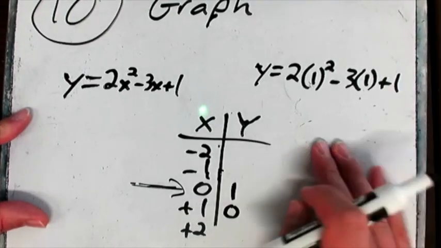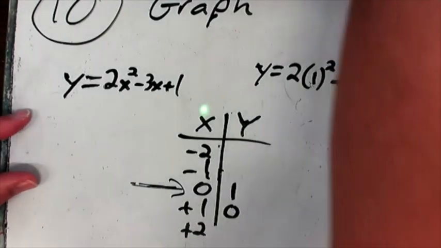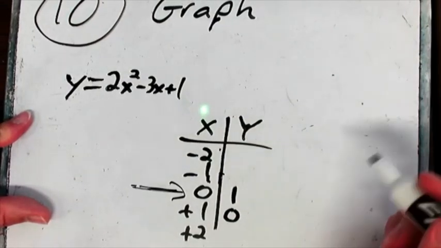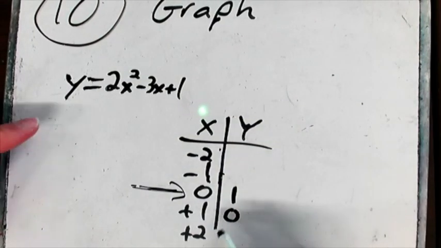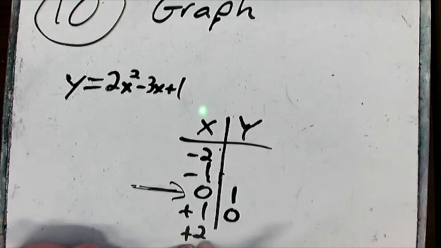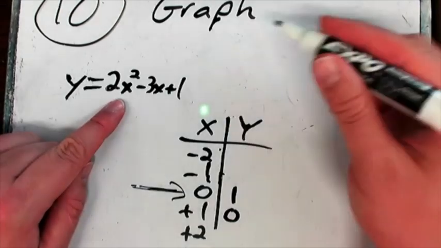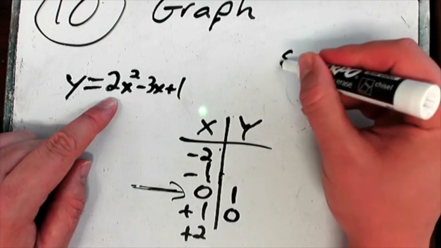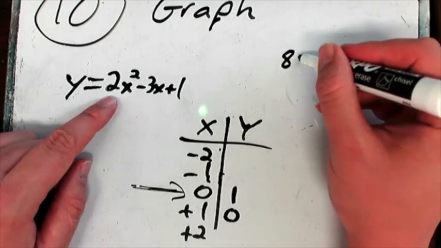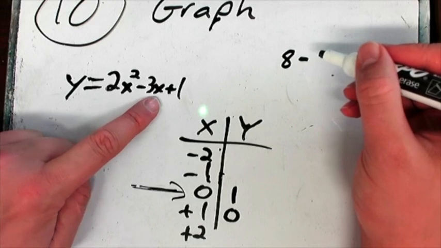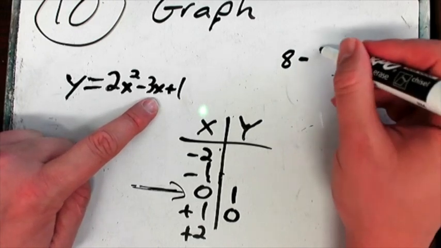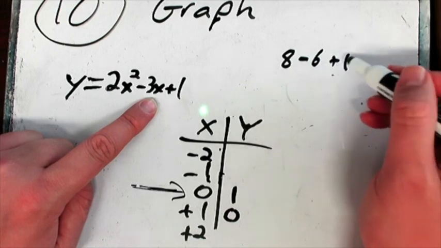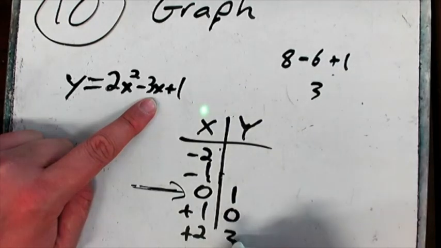So let's do some shorthand then, and I'm just going to erase this, and I'm going to kind of power through. So if I plug in 2 to here, I'm going to get 2 squared is 4, times 2 is 8, minus 3 times 2. Well, 3 times 2 is 6, plus 1. 8 minus 6 is 2, plus 1 is 3. So I got 3 right there.